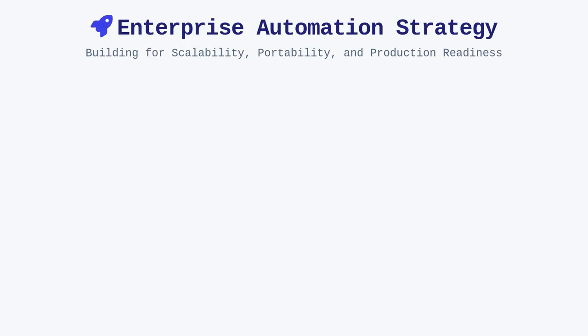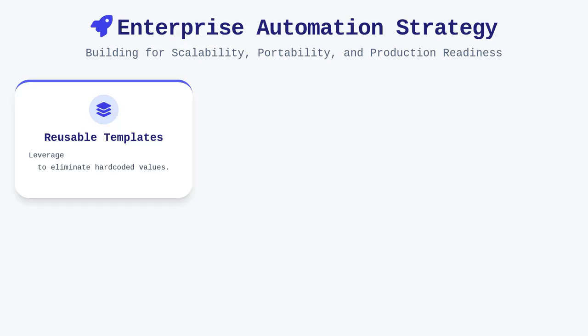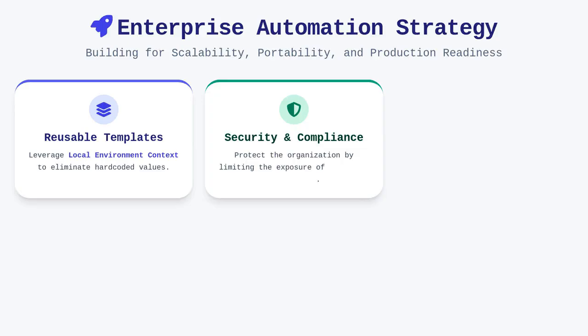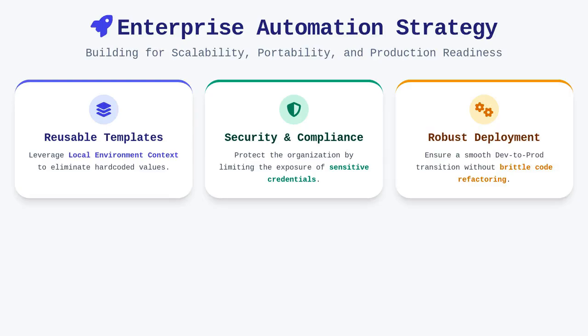By mastering these techniques, you ensure that your automation assets are robust enough to handle the transition from development to production without brittle code refactoring. You are essentially creating a reusable template that relies on local environment context to execute correctly. This practice not only aids in compliance and security by limiting the exposure of sensitive credentials, but it also empowers administrators to manage deployments with confidence.